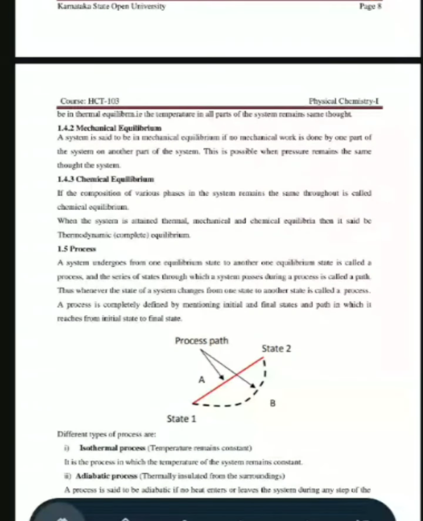A state of a system is defined by state variables. State variables are nothing but pressure, temperature, volume, mass, and composition. So these are some of the important variables used in defining a system. If you choose a whole system to study at a time, this is called a macroscopic system.